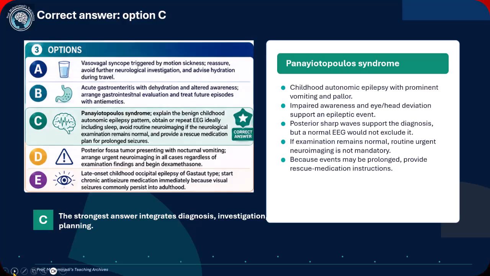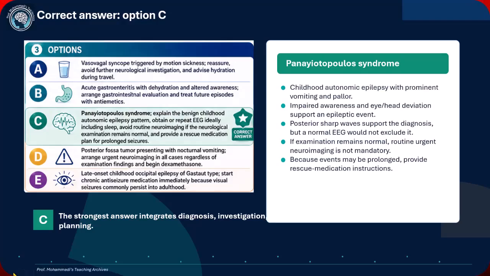The management plan should be balanced. An EEG is appropriate and posterior sharp waves can support the diagnosis, although a normal EEG would not exclude it. If the neurological examination remains normal, routine urgent neuroimaging is not mandatory. However, because these seizures can be prolonged, the family should receive clear rescue medication instructions and safety advice.